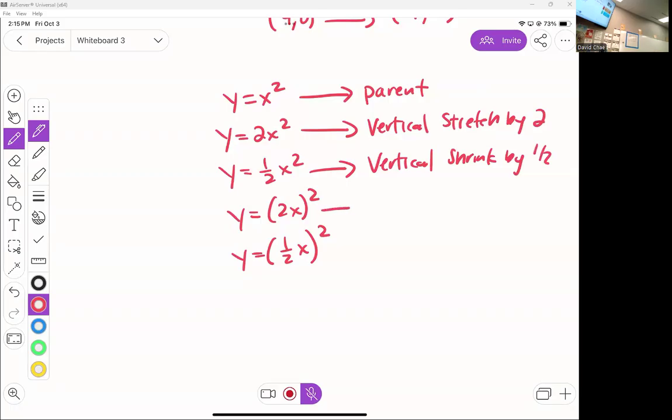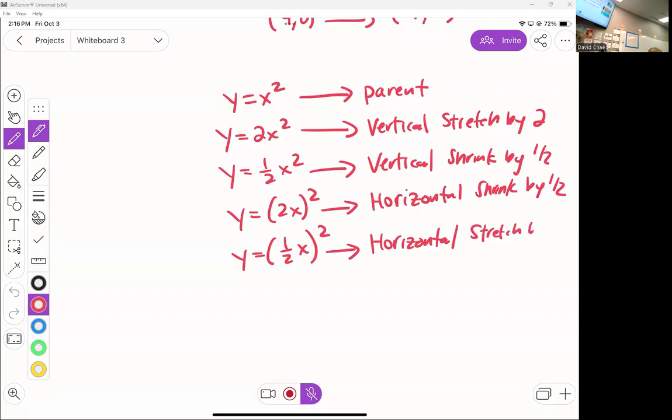What about this one right here, the (2x) squared? Good job. Horizontal shrink by 1/2. And this one would be the horizontal stretch by 2. You guys getting this a little bit? So the goal now is you see an equation, you're able to read it, sift through it and go, okay, there's a shift here. The 2 does something, the 1 does something, so on and so forth.